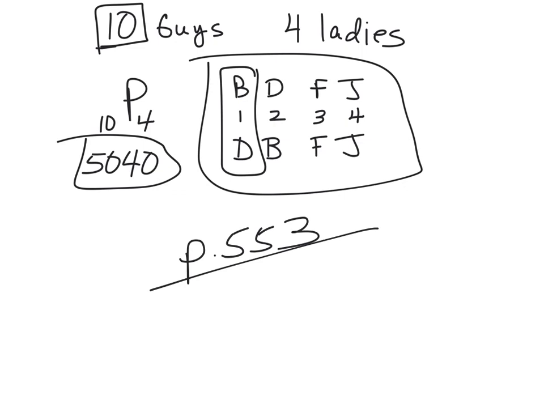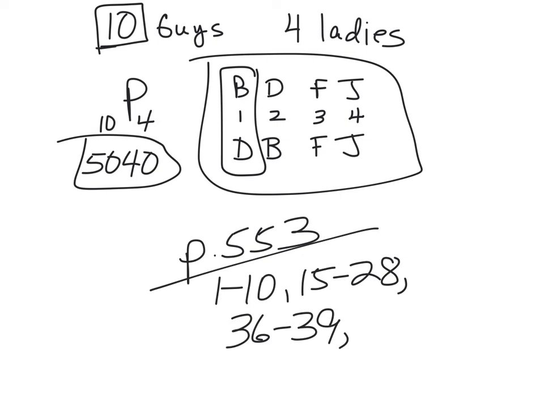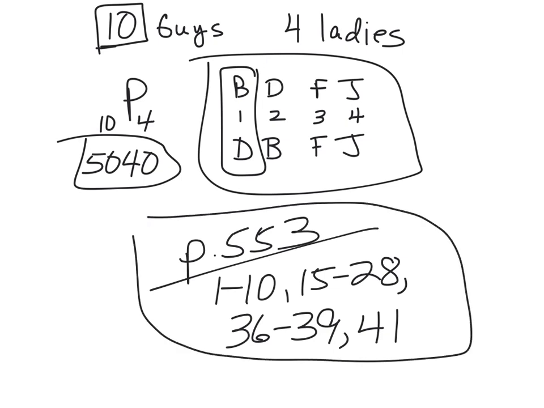Okay, your assignment for page 553 is going to be the following. 1 through 10 is basically just calculator work. Then 15 through 28. Well, first of all, let me ask you, I didn't give you an assignment off of this page last time, right? I did or I didn't? No. Okay. 15 through 28, 36 through 39, and 41. Okay, and that's a wrap on 10-3.